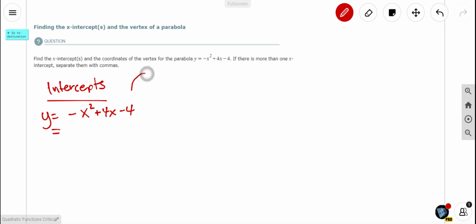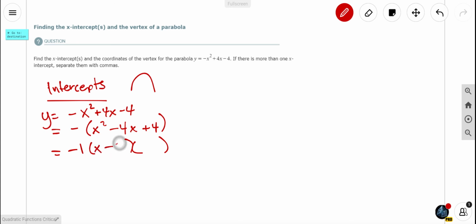What I want you to notice is the negative in front. First of all, that means cup down. But it's easier to factor when x squared is positive, so we factor out the negative first. I think this is the easiest way to do it. Then a is on the outside now, and we can just factor this. See, a is negative 1, the imaginary 1 there. We don't usually put it, but we could. And this is going to be x minus 2 when you factor it.